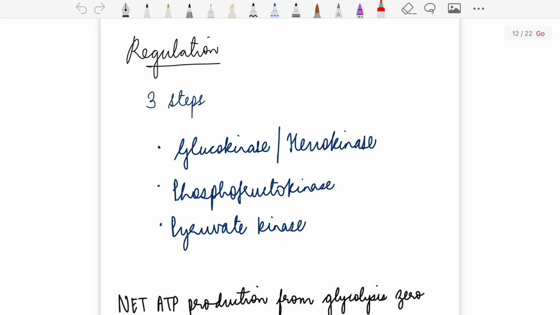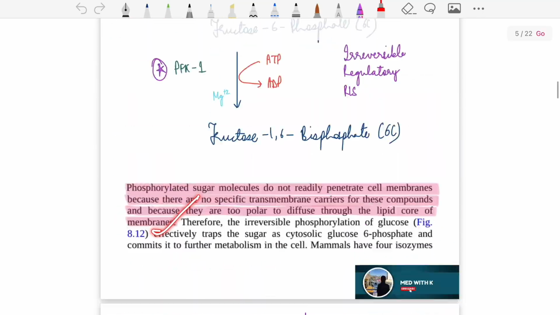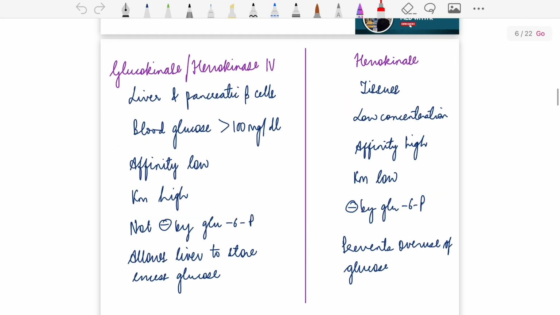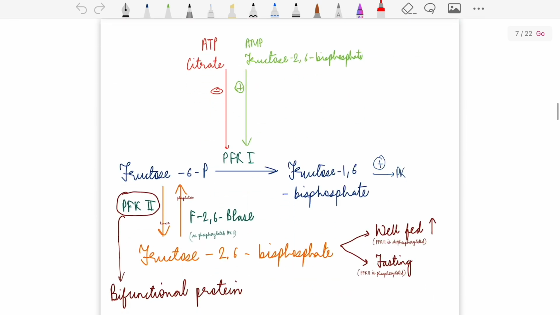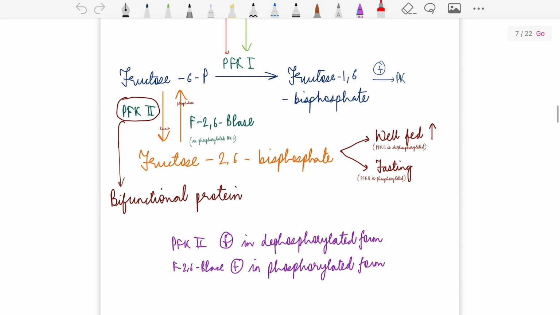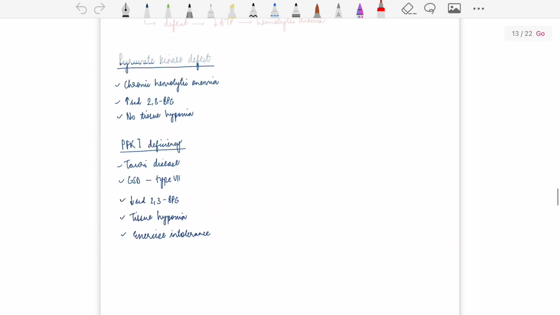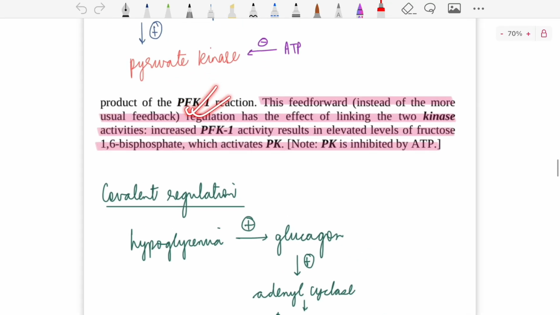Now talking about regulation, we have discussed it already. The first step was of glucokinase or hexokinase, then there was a step of phosphofructokinase and then a step of pyruvate kinase. So if regulation comes as a question, you have to mention this step, you have to write this slide, then you have to talk about PFK 1 because it is a rate limiting step, and then you have to show this part of the pyruvate kinase, this slide. Okay, so this would be your regulation.